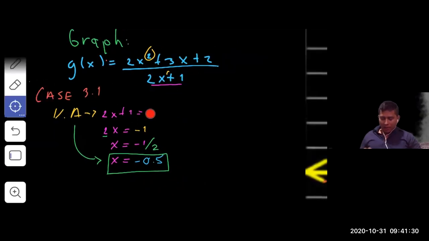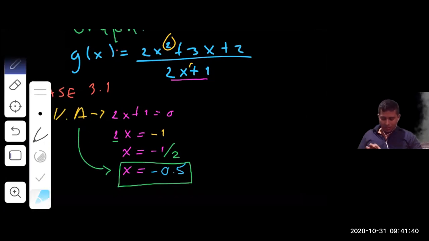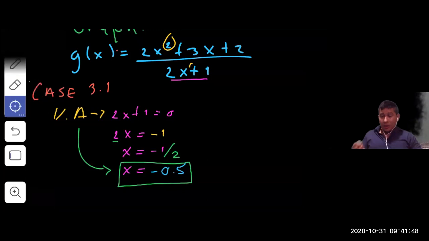What about the horizontal asymptote? I just want a volunteer to tell me what the horizontal asymptote is in the case 3.1. There's no horizontal asymptote. Thank you very much. That's why we need to identify the case, because according to the case, we know how we're going to find a horizontal asymptote, or specifically in this case, that we don't have one.